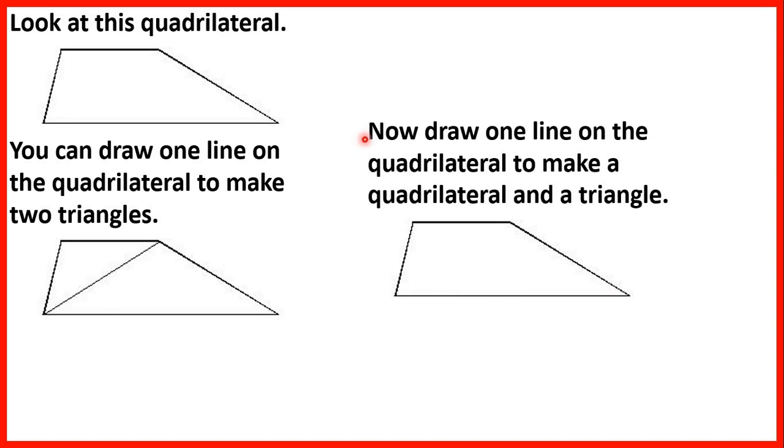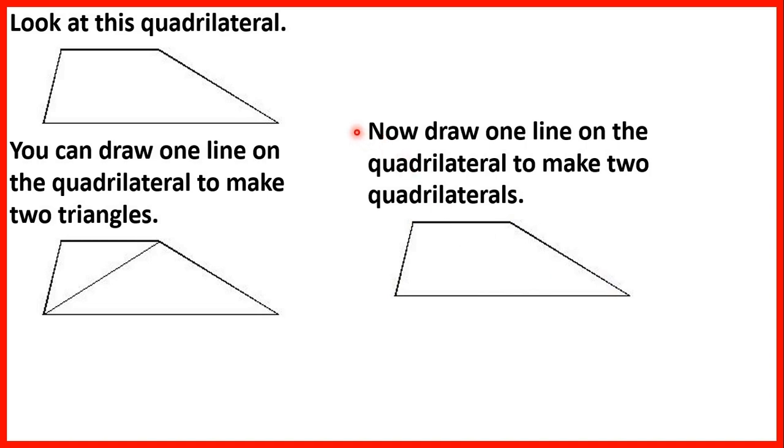Now draw one line on the quadrilateral to make a quadrilateral and a triangle. So we need to make a 4-sided shape and a 3-sided shape. Well, if we draw the line here, we have a 4-sided shape on the left and then a triangle on the right.